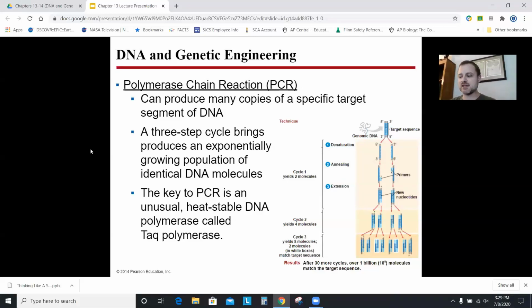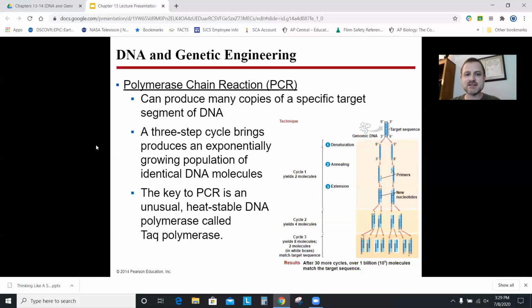So Kary Mullis, the guy who invented this, I'm not sure if he discovered this, but he used an enzyme called Taq polymerase, T-A-Q. So there are bacteria that live in hot springs. Thermophilic bacteria, like around Old Faithful, live in very hot places. So their polymerase must like it hot.